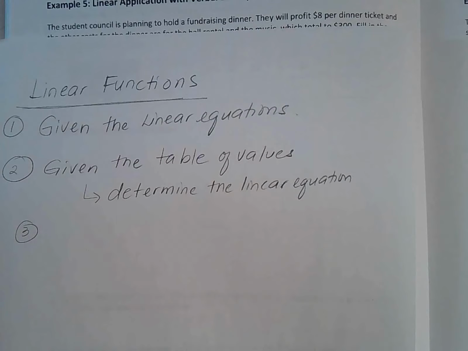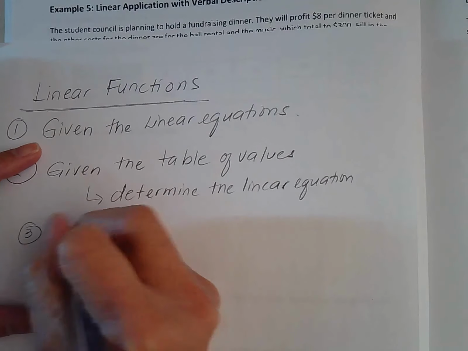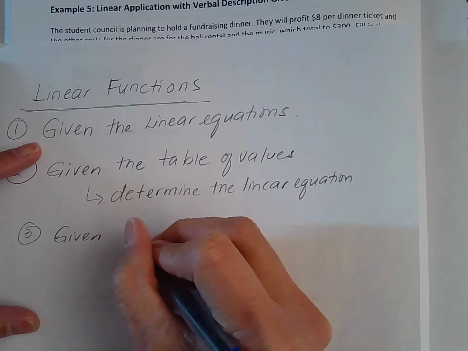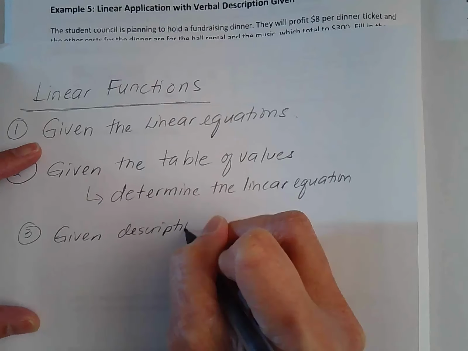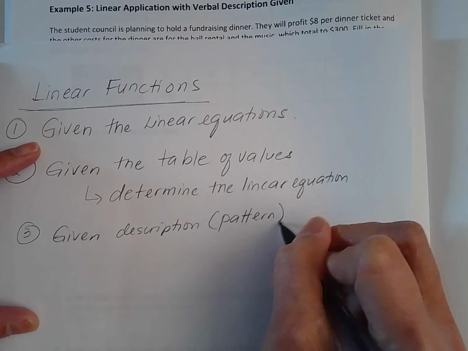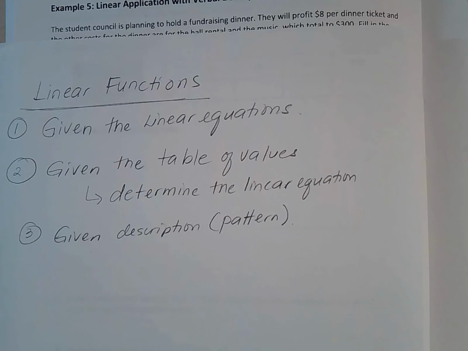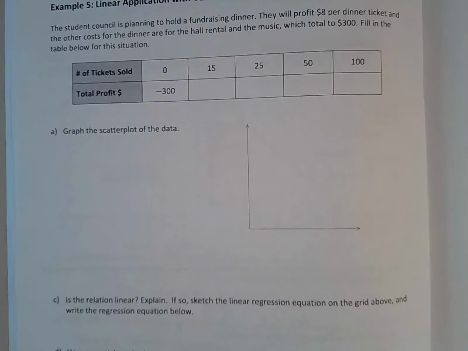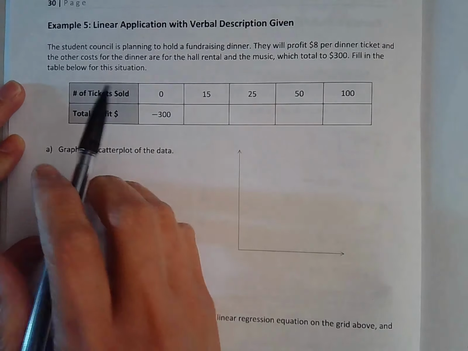The third thing that we're going to do today is, what if you're given just some kind of a description or some kind of a pattern? So what will happen? Let's see this one, example number 5.